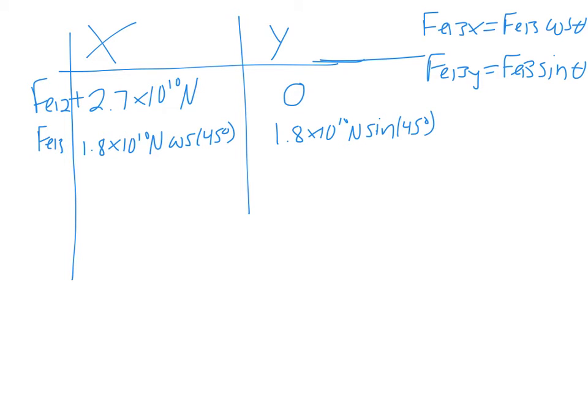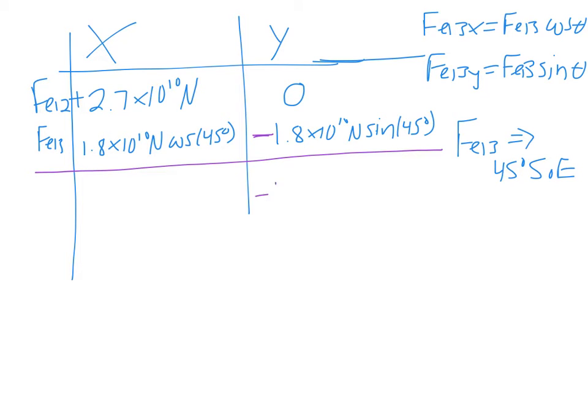And the most important thing to remember here, remember Fe13 was 45 degrees south of east. So south means that this y component is negative. You can't forget the negative, it'll mess you up. So adding our two components, we get negative when we multiply this out, 1.27 keeps on going, times 10 to the 10th newtons. Adding the two x components together, 3.97 times 10 to the 10th newtons. So we have our x component and our y component.